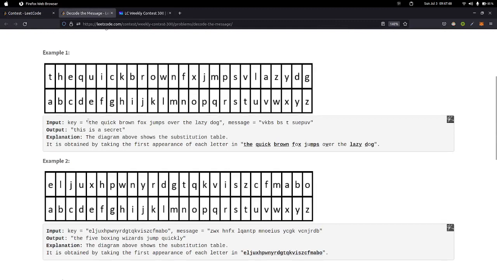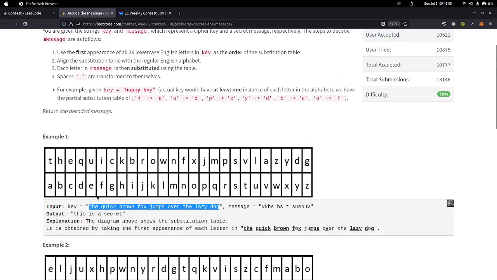In this question, we are given a message and we need to decode it, mapping each character to another character. That mapping is obtained from the key. Whenever we see a character occurring for the first time in the string key, that character is the mapping of the ith character from A. For example, since T occurs for the first time here, T maps to A. Similarly, H, E, and so on.